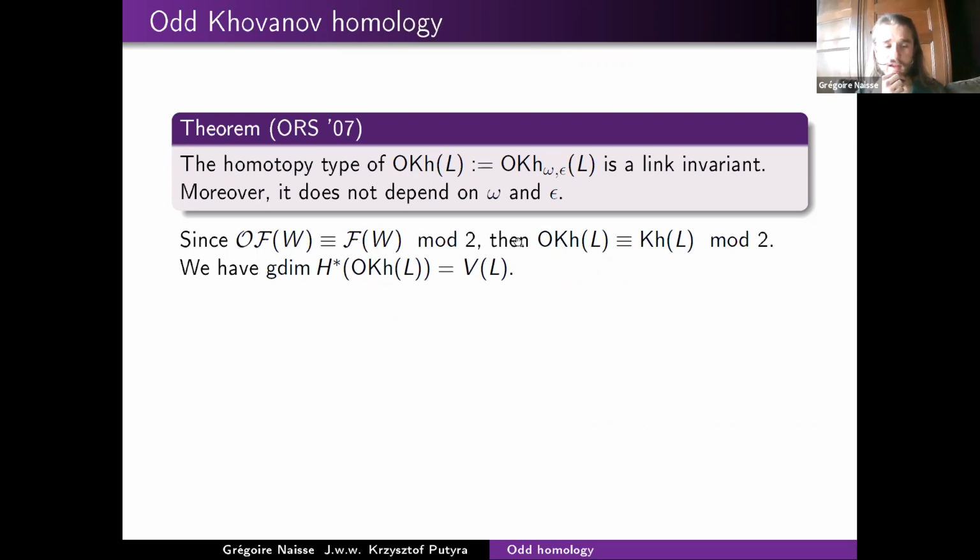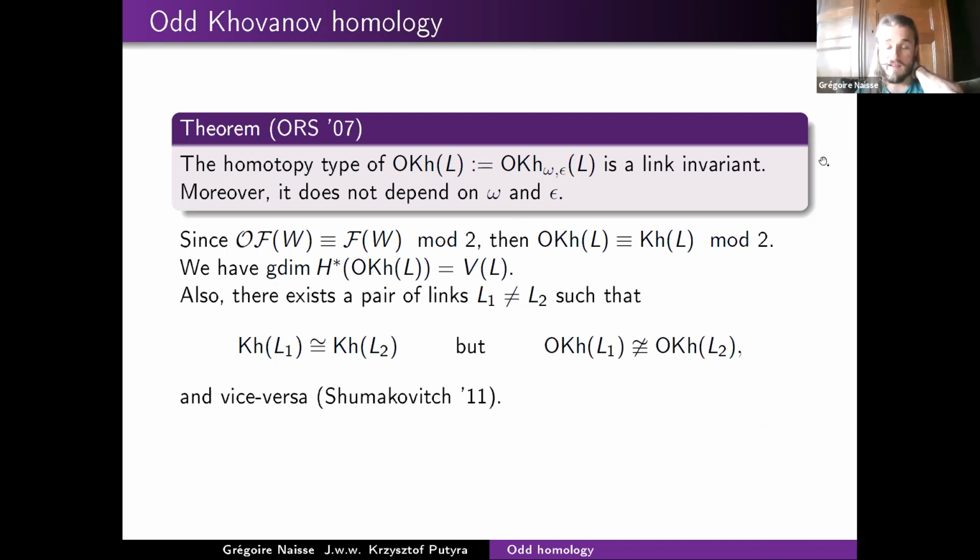But wait, maybe you are thinking that both these homology theories are the same. Well, it appears that they are distinct, because I know that Shumakovitch has found some pairs of links such that, for example, usual Khovanov homology cannot distinguish them, but the odd version can, and vice versa. So there are really distinct link homologies. So it is interesting.